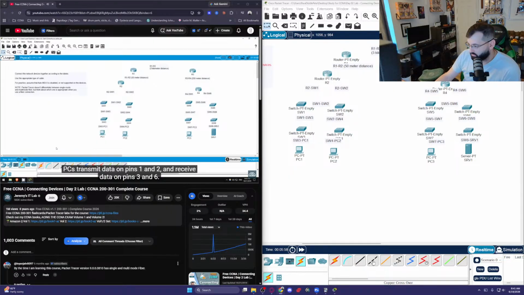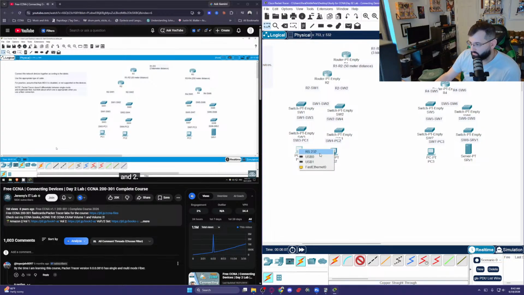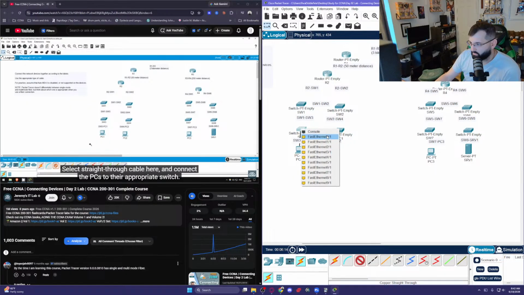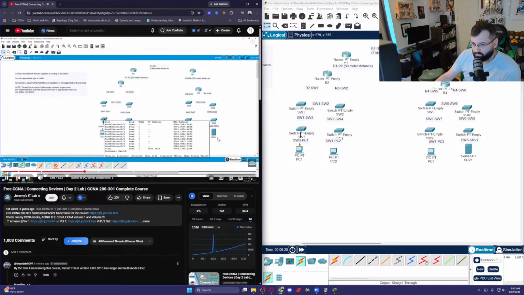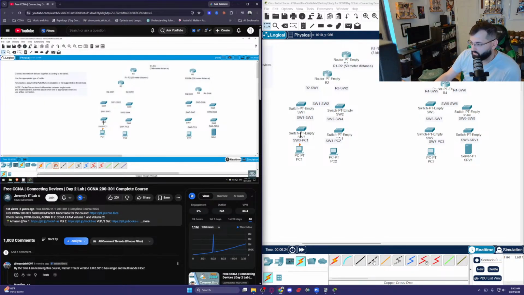PCs transmit data on pins 1 and 2 and receive data on pins 3 and 6. Switches are the opposite. They transmit data on pins 3 and 6 and receive data on pins 1 and 2. So, we can use a straight-through cable to connect all of these PCs, as well as server 1, to the switches. Select straight-through cable here and connect the PCs to their appropriate switch. PC 1 to switch 3. Connect the Fast Ethernet 0 interface on the PC, which is the PC's network interface card, to any of the Fast Ethernet interfaces on the switch. Next is PC 2 to switch 4, PC 3 to switch 7.